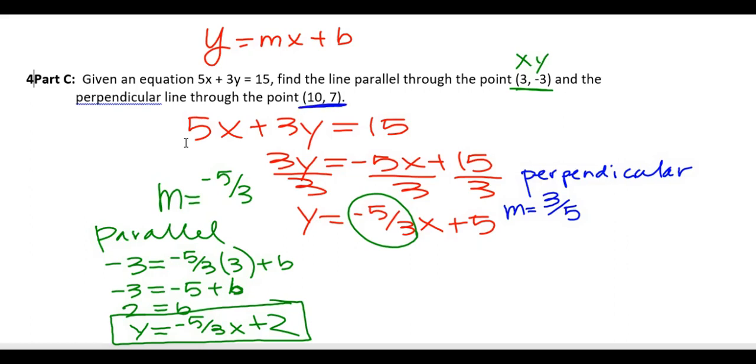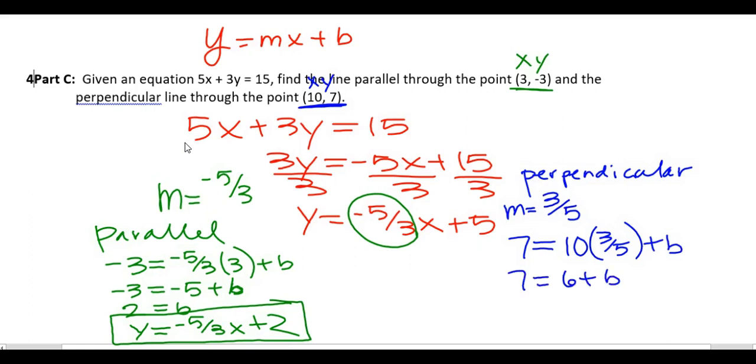And this time we're going to use this point. And again, we're going to put in our x and our y into the equation y equals mx plus b and solve for b. So we're going to go 7 equals 10 times 3/5 plus b. So 3 times 10 is 30, divided by 5 is 6. So this is 7 equals 6 plus b. We're going to subtract that 6 from both sides. So b here is equal to 1.